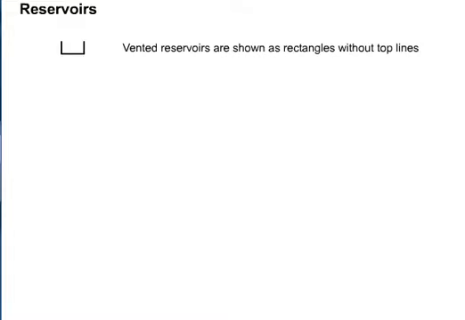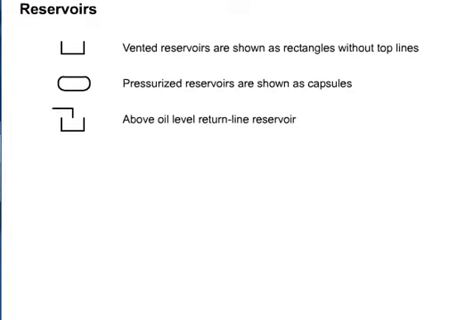Reservoirs. Reservoirs that are vented are shown as a rectangle with the top line omitted. Pressurized reservoirs are shown as a capsule. Reservoirs may have fluid lines terminating above or below the fluid level. The above oil level return line terminates at or slightly below the upright legs of the tank symbol. The below oil level return line touches the bottom of the tank symbol.